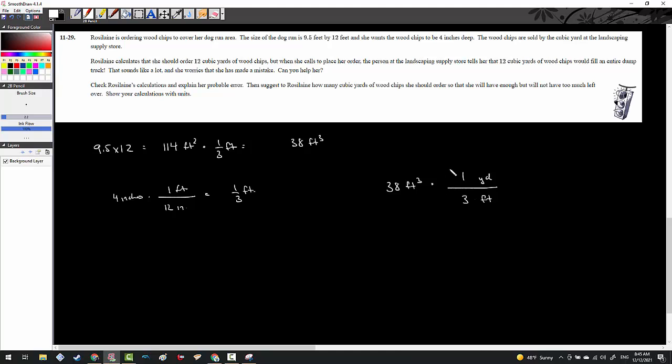So what I need to do is cube everything here to make sure that the volumes are canceling with the volumes and that the volumes aren't canceling with linear dimensions. So I've got 38 feet cubed times 1 cubic yard over 27 feet cubed. And I believe this is probably where Rosalina's error happened. And so you end up with 38 divided by 27.